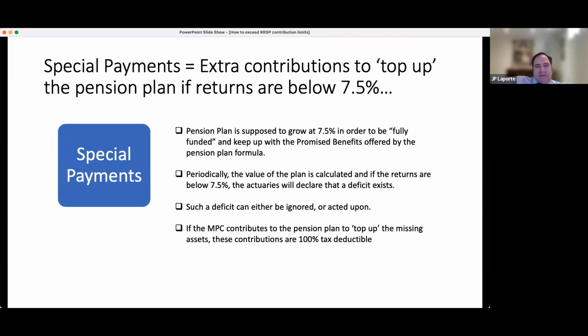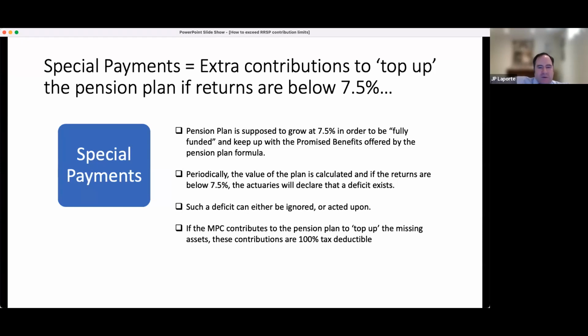All right, the next rule that allows us to put more money in than the RRSP is the concept of special payments. These are triggered when the assets that are invested inside the pension plan generate a rate of return that's below 7.5%. What the special payments are, they're extra contributions to top up the pension plan when the returns are below 7.5%.